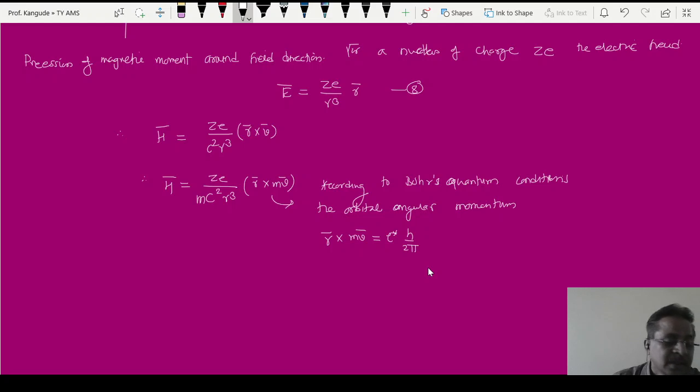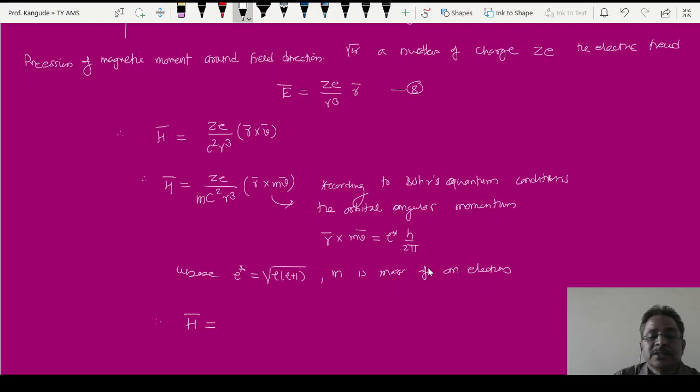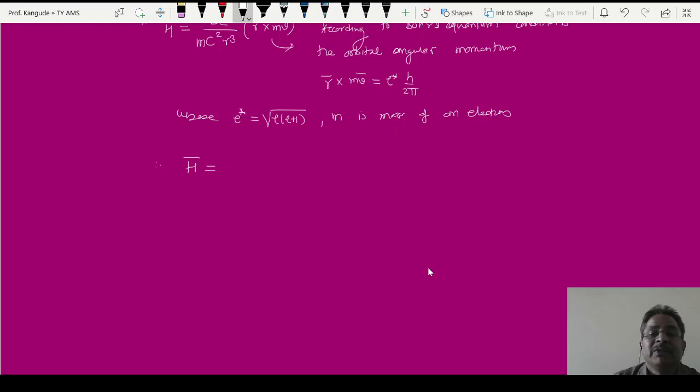Try to understand this. We have already seen this, where this L star is equal to root of L into L plus 1. This is the value of the angular momentum quantum number according to quantum mechanics, and this m is the mass of an electron. Therefore my above equation can be written as: the field experienced by this charged particle or electron in an atom is given by L star into h upon twice pi multiplied by Ze divided by m into c square multiplied by 1 upon r cube.